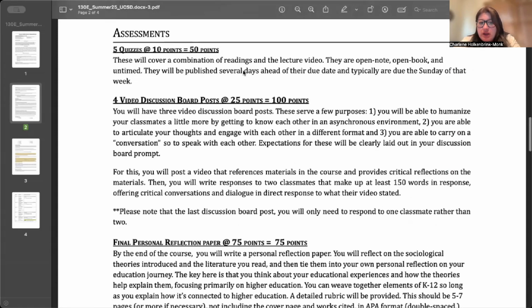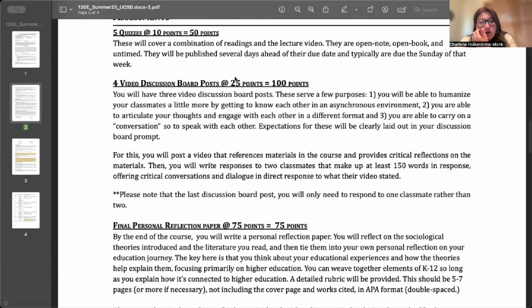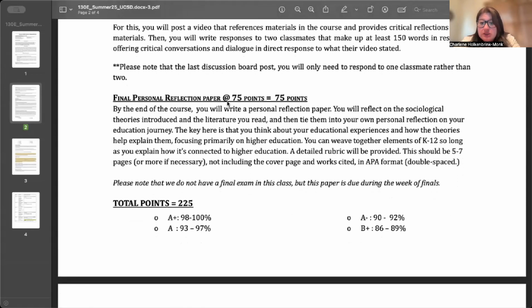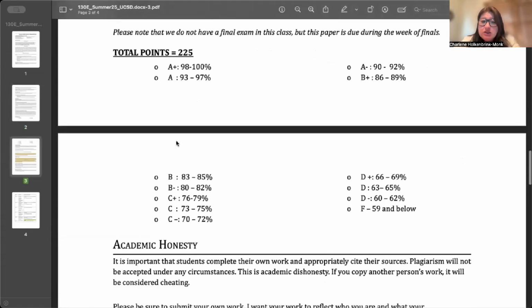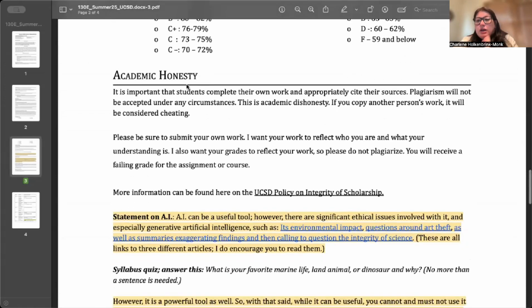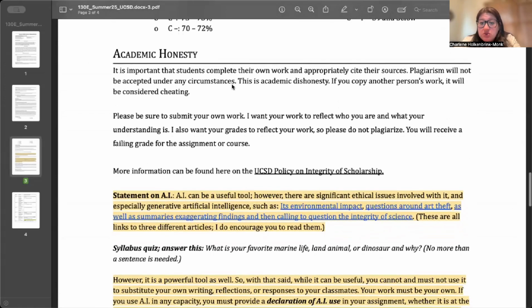Each of these will have a detailed prompt on Canvas for you, and then the paper will have a very detailed rubric for you. This is the breakdown for you in terms of your grades, and then academic honesty. So don't cheat, don't plagiarize.